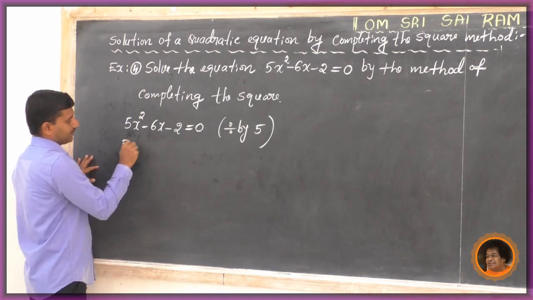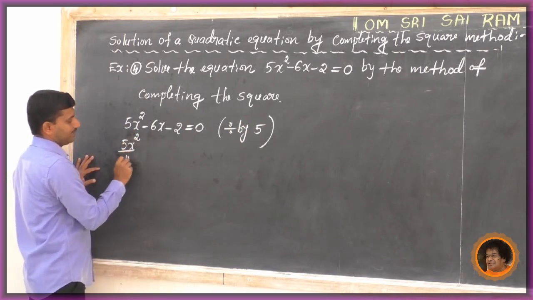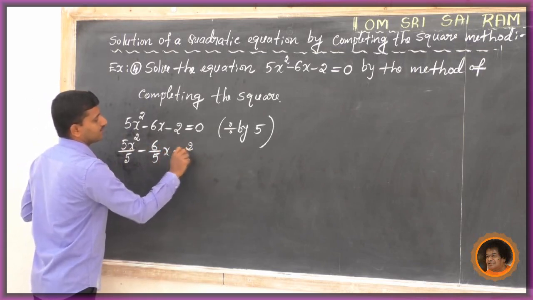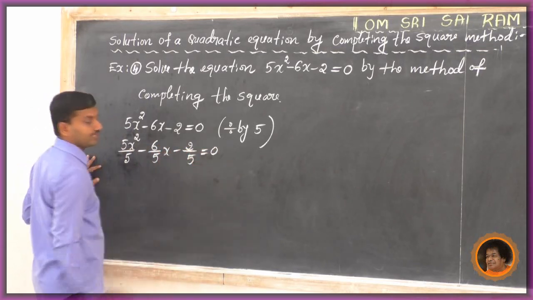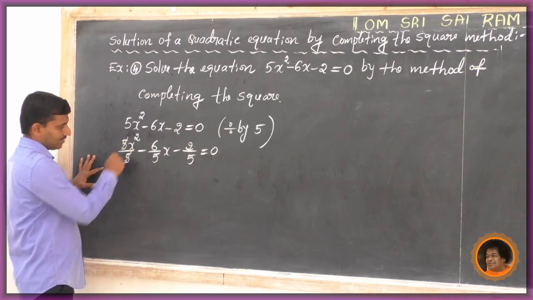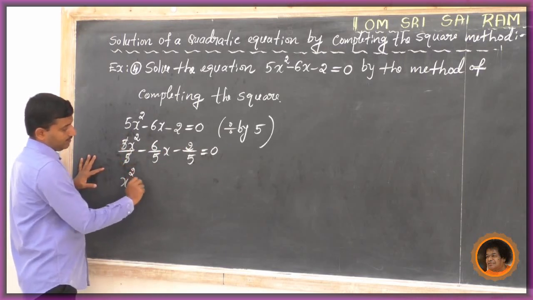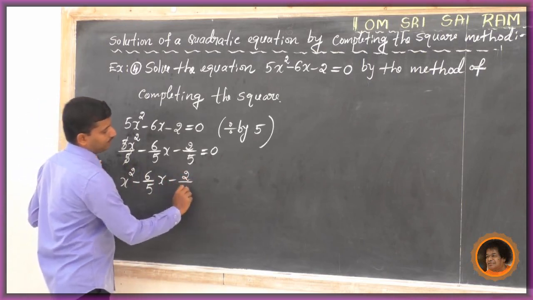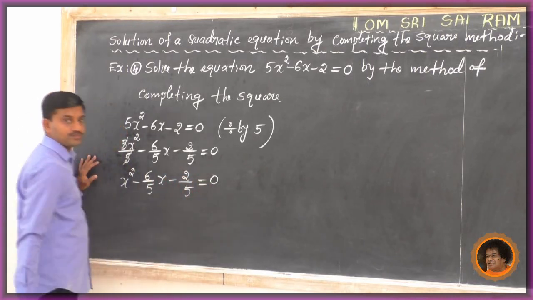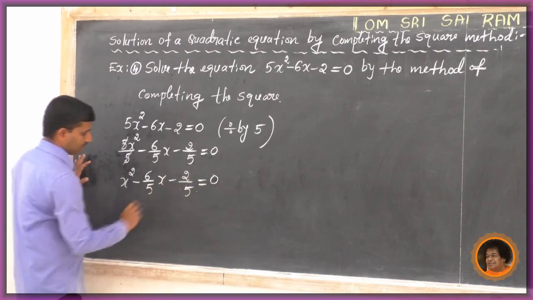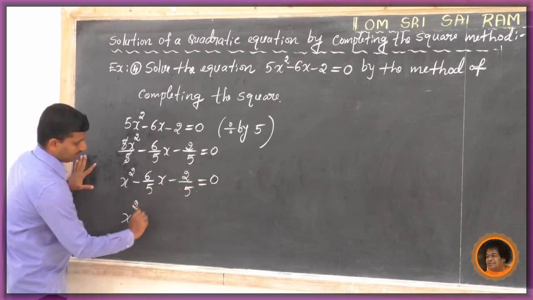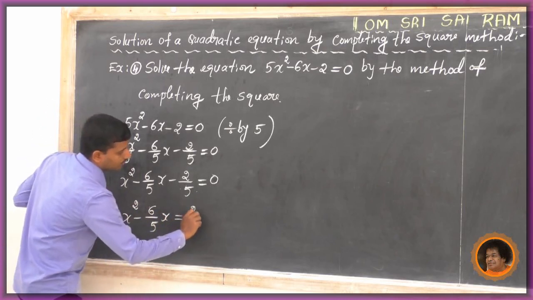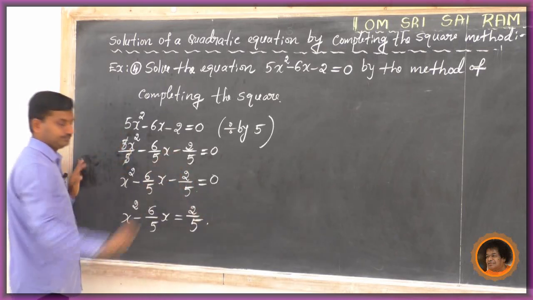Now 5x² divided by 5, minus 6/5 x, minus 2/5 equals 0. So the 5 cancels: x² − (6/5)x − 2/5 = 0. Now transpose the constant term: x² − (6/5)x = 2/5.